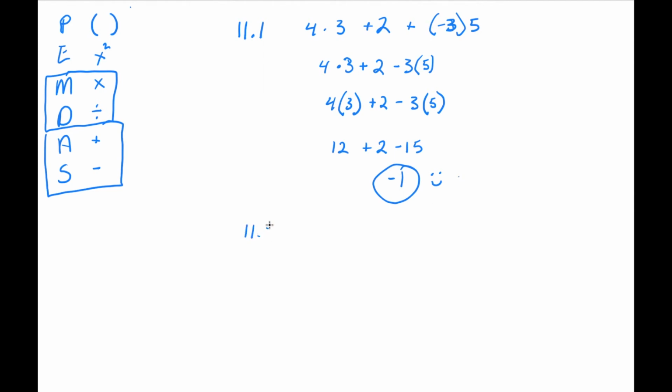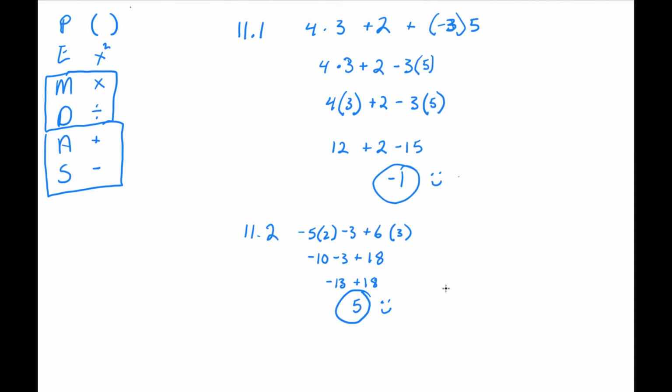Let's do 11.2. 11.2 says negative 5 times 2 minus 3 plus 6 times 3. Okay, so negative 5 times 2 is negative 10 minus 3 plus 6 times 3 is 18. Notice how I did the multiplication in the order that it occurred, but I skipped over the addition and subtraction. So negative 10 minus 3 is going to be negative 13 plus 18, that's going to be 5. And yes, that is the same answer the book got, so I did it in the correct order.